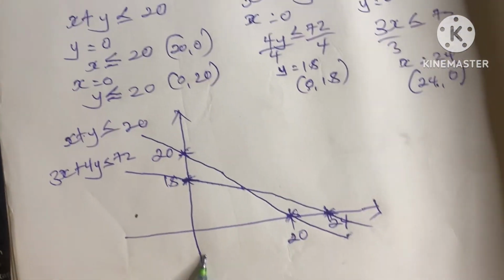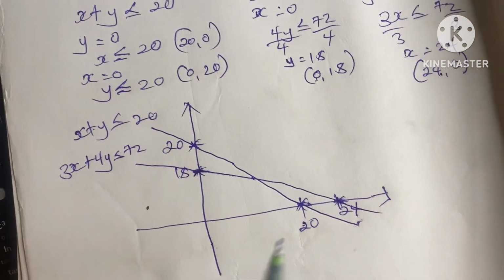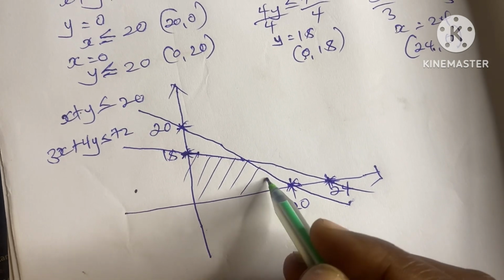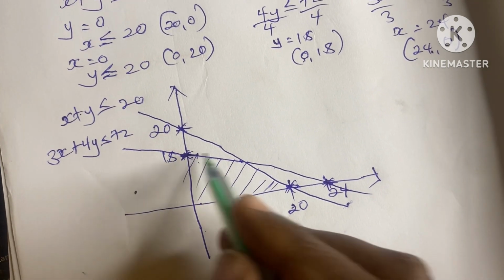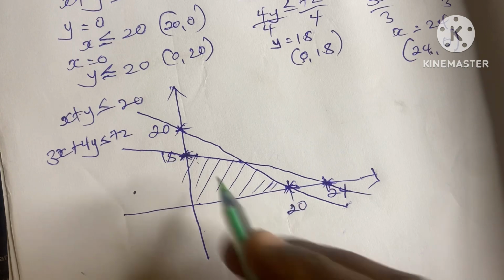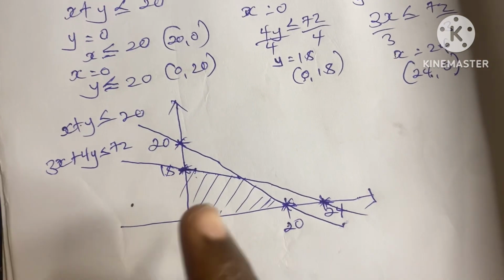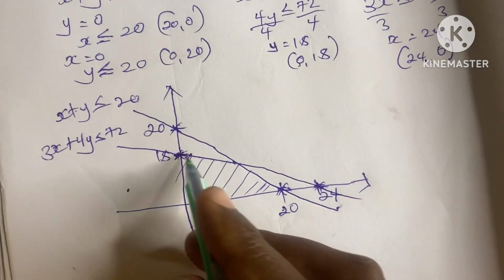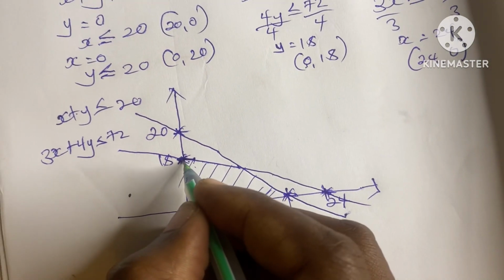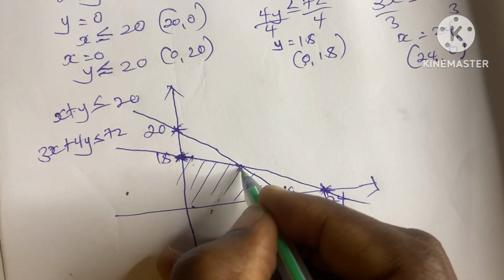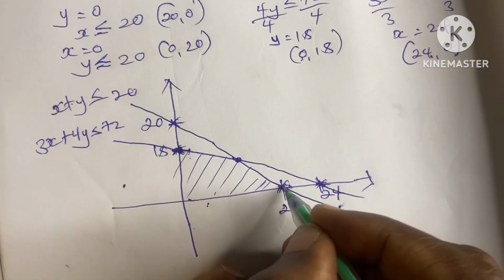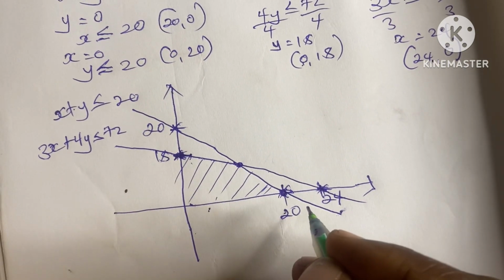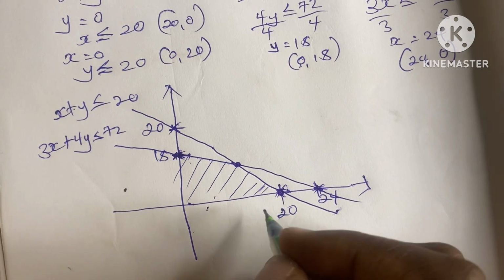So the area that we want is this area. We shall always consider this area, where these points meet, the area inside here. Then the next step is to identify the corner points of this area. We want this corner point, then this corner point, then this corner point. There are 3 of them. They are the ones that we want.